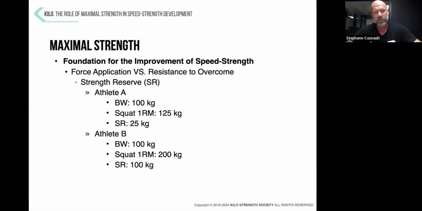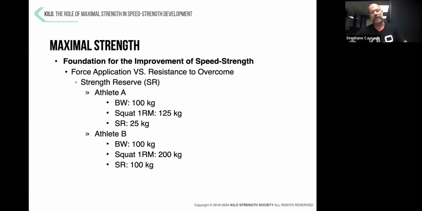What the strength reserve is: let's say we have athlete A and athlete B. They both weigh 100 kilos. Athlete A squats 125 kilos, and athlete B squats 200 kilos. The strength reserve is basically you take the body weight, in this case, and your squat 1RM of 200 kilos. So here we have a strength reserve with athlete B of 100 kilograms, whereas for athlete A, the strength reserve is only 25 kilograms.